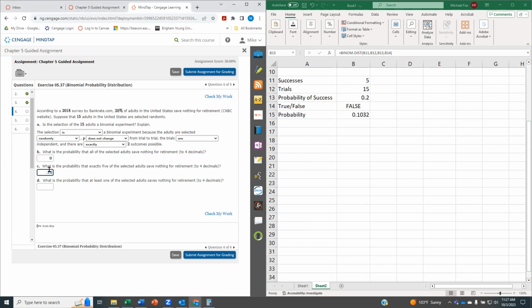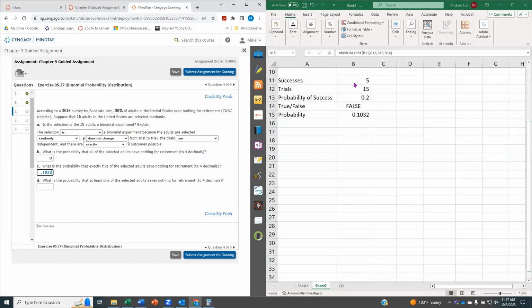0.1032. Or about a 10%, 0.1032 probability that exactly 5 people save nothing. And so here's our last one. It says, what's the probability that at least one of the selected adults saves nothing?